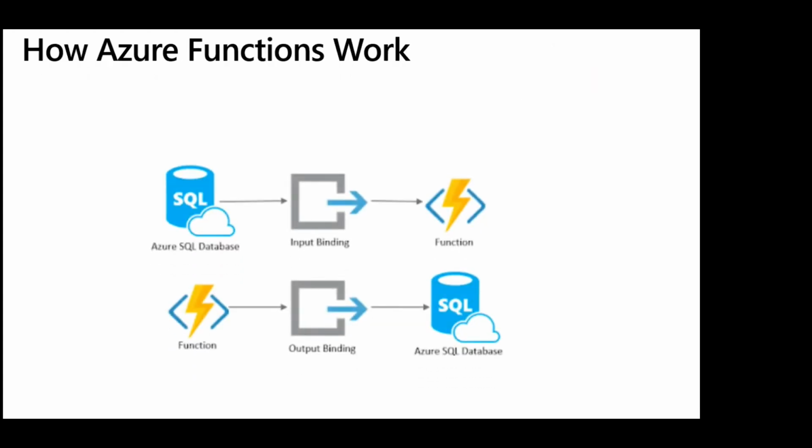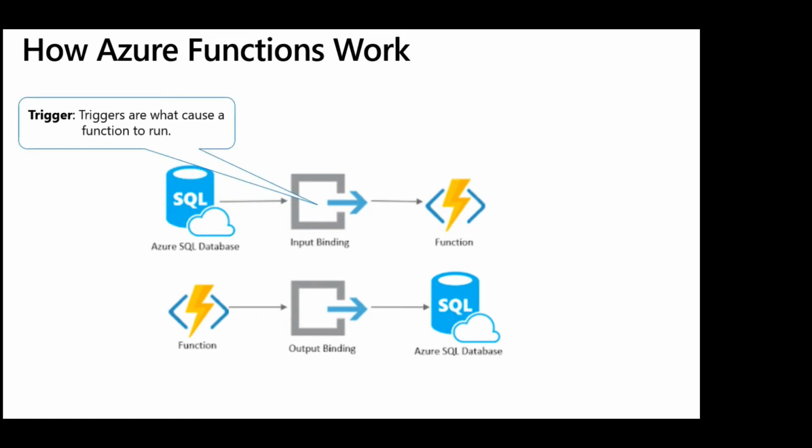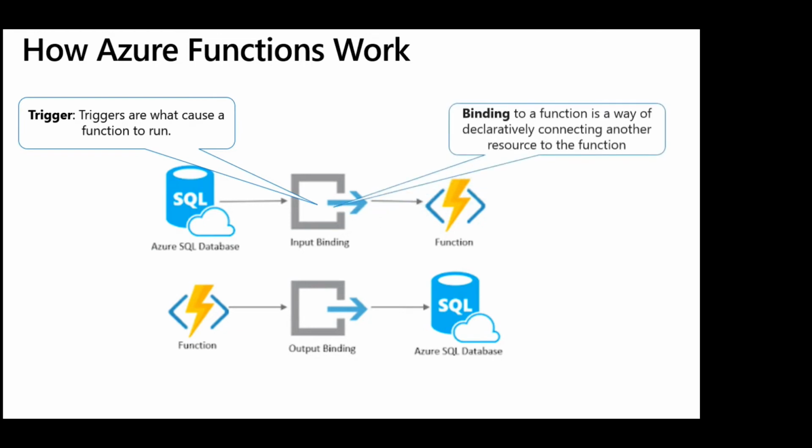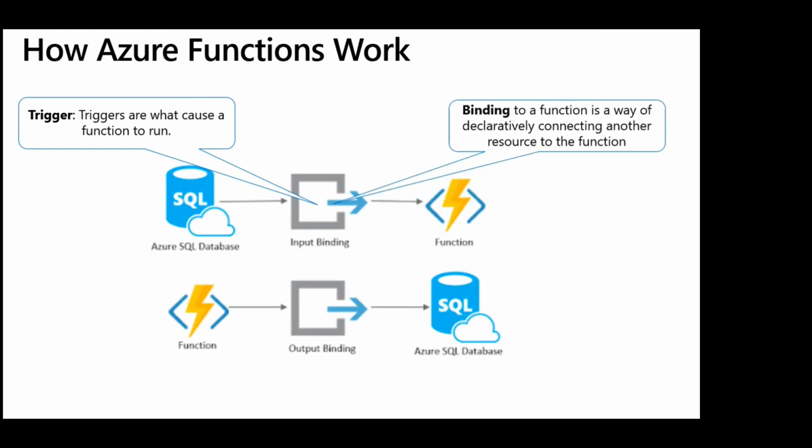Now, how does Azure Function work? Yeah. So it is basically an input and output binding concept. So for example, you have Azure Function here. So you would need a trigger. Triggers are what cause a function to run. It could be any trigger. We talk about trigger in detail, but triggers are what cause a function to run. And binding to a function is a way of declaratively connecting your resources with the function. So it could be any resource, for example, Cosmos DB or Service Bus or even Grid.